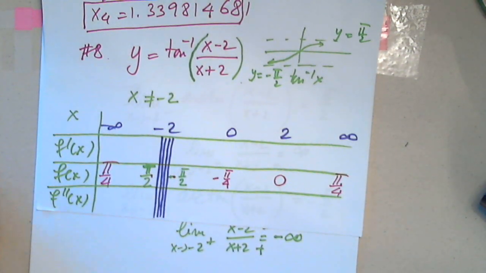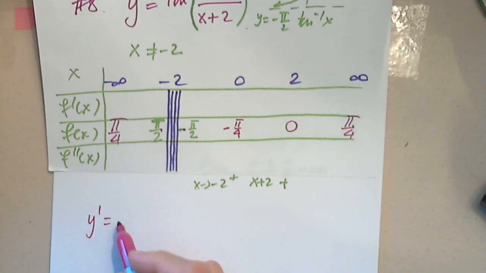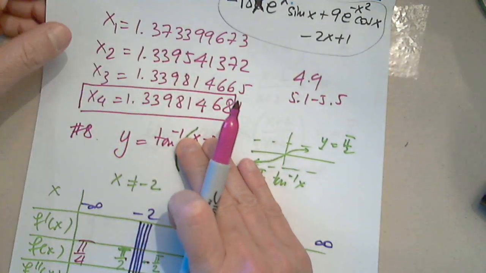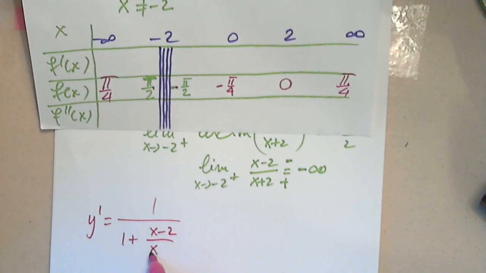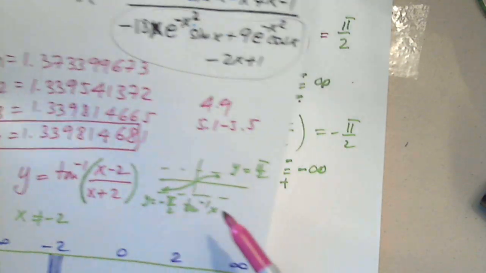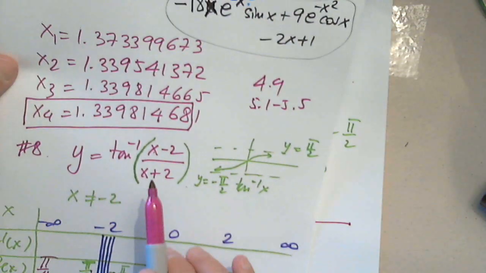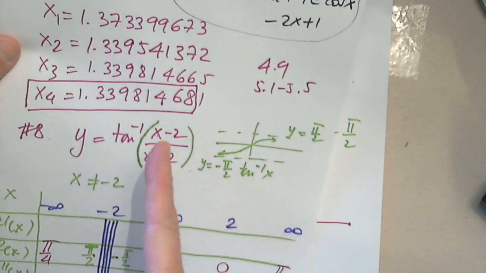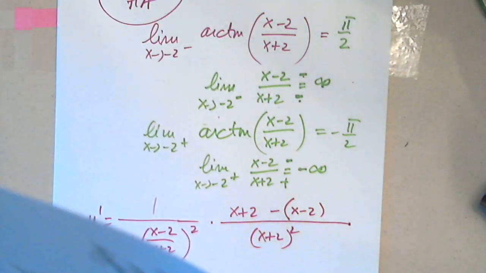And for the derivative, we get rid of the arctangent, so that's not bad. So then y prime: the derivative of arctangent of a function is 1 over 1 plus this squared, but times this prime, which is the quotient rule, with (x plus 2) squared in the denominator. The top function prime is 1 times (x plus 2) minus the top times the denominator prime, which is 1, but don't forget parentheses because we need to distribute the negative.